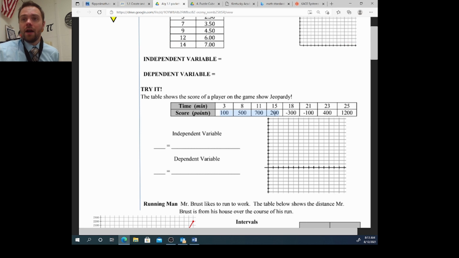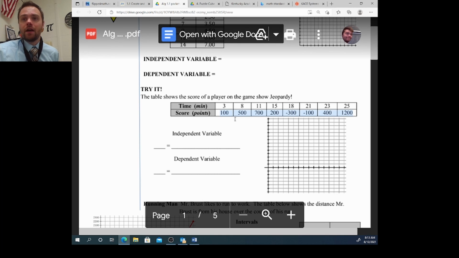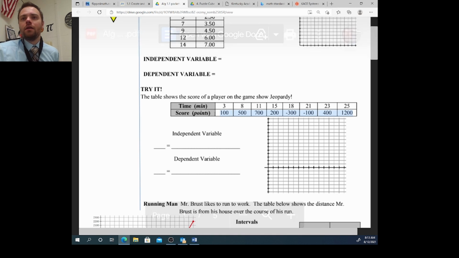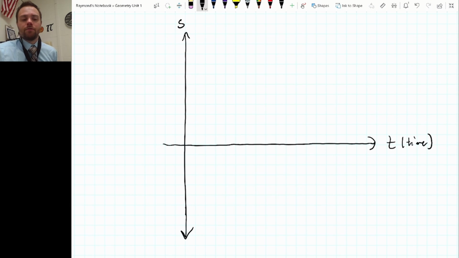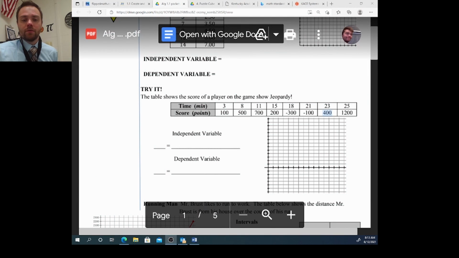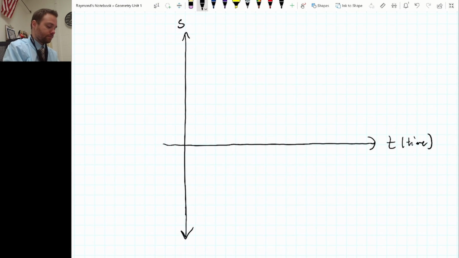For the y-axis, I'm not going to count by 1s or 2s. I'm going to count by hundreds. And the reason is you can see that each one of these y values, each one of these outputs is a multiple of 100. Okay? So let's take a look at this. The first point we want to graph is 3, 100, so I'm going to label my scales.